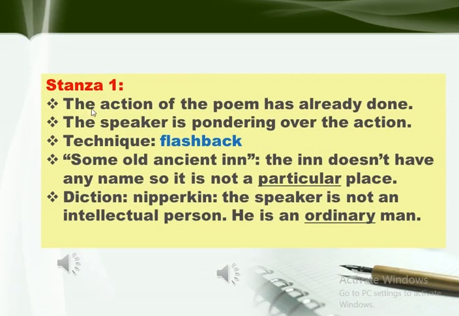In the first stanza, you discover that the action of the poem has already been done, and the speaker of this poem is pondering over that action. He's thinking about that action. We call this technique flashback. The speaker imagines himself near some old ancient inn, and this ancient inn doesn't have any name, so it means that it is not a particular place.